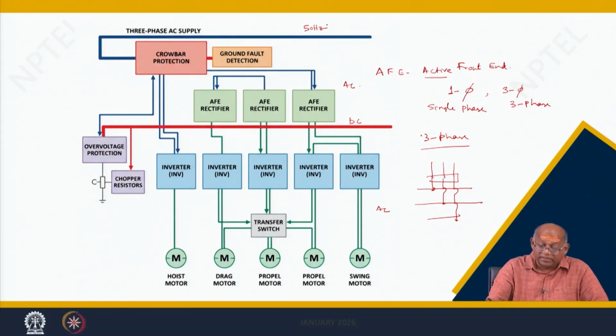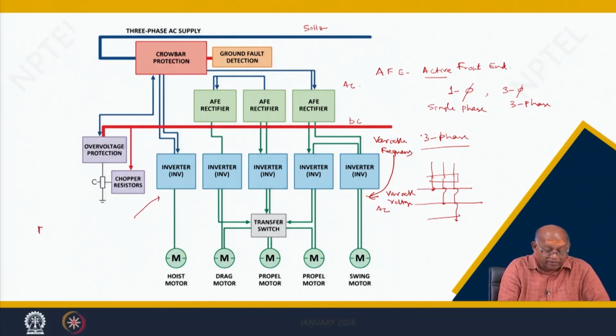So, then here DC to AC, here the frequency is variable frequency, sorry, not here, here it is DC, variable frequency. It can be variable voltage also, variable voltage and variable frequency, both can be controlled. Who controls this? The frequency and voltage are controlled by inverters.